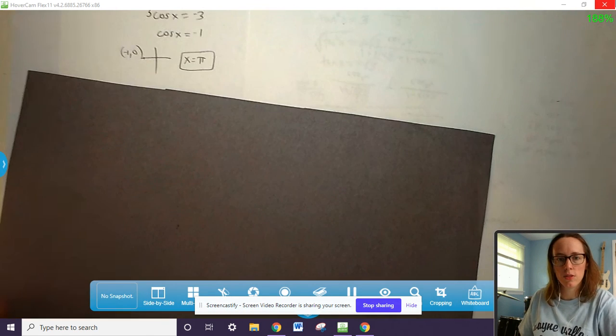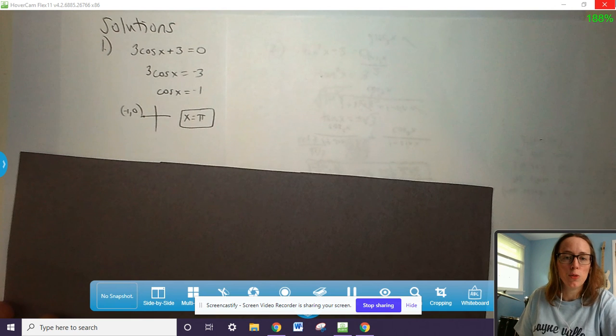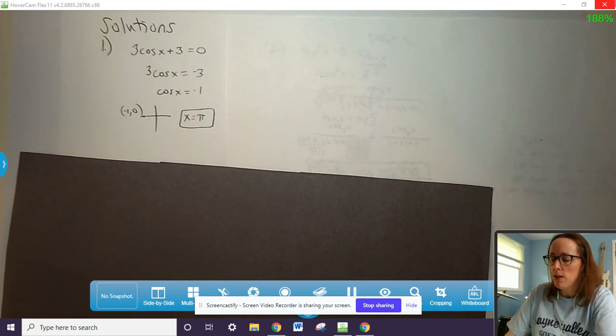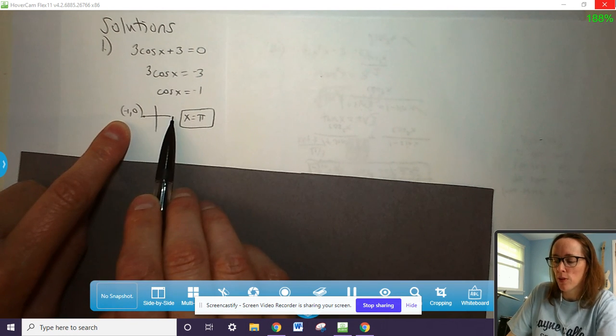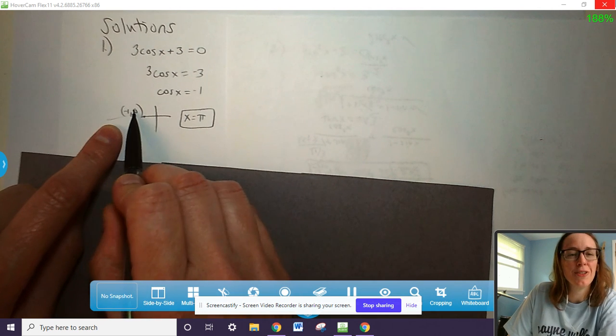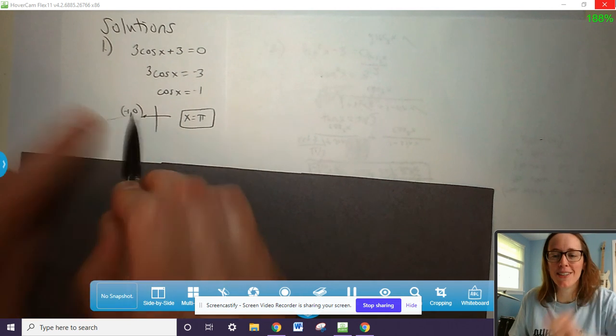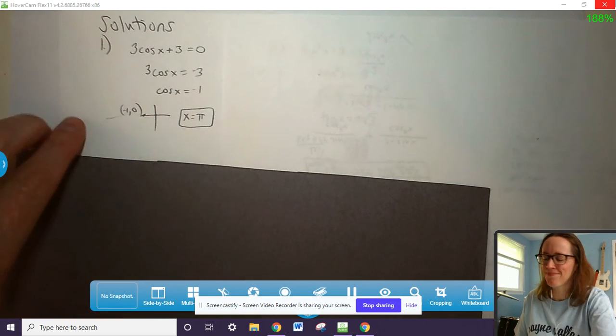Okay, here's the solution for number 1. For number 1, you should get x equals pi. If you didn't get that, the most common mistake would be when you were doing your points on the unit circle, flipping those. I can't tell you how often I see somebody, instead of -1, 0 here, they put 0, -1. And I've done it myself, and I wouldn't be surprised if you guys have done it as well. Very common mistake.